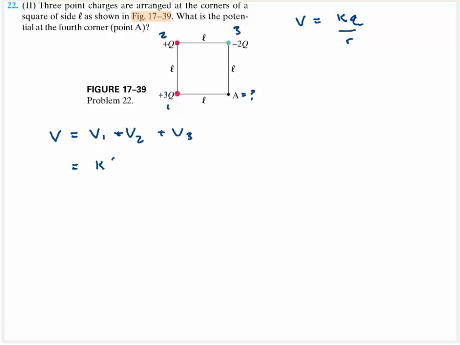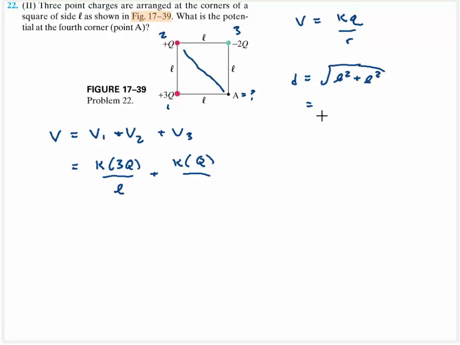So this is going to be K multiplied by a plus 3Q divided by the distance L plus K multiplied by a positive Q divided by the distance. Figure this distance out, draw a triangle, Pythagorean theorem. Distance is going to be equal to the square root of L squared plus L squared, and it's going to come out to be the square root of 2 multiplied by L. So square root of 2 multiplied by L plus K. Now I've got my negative 2Q. Divide that guy by L.